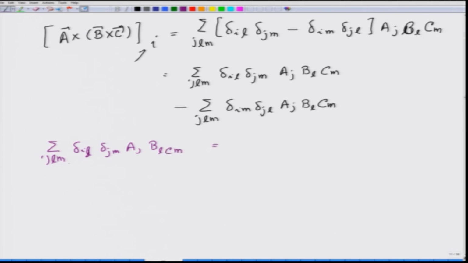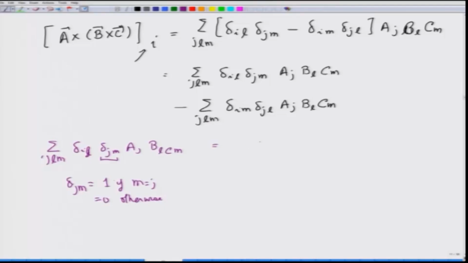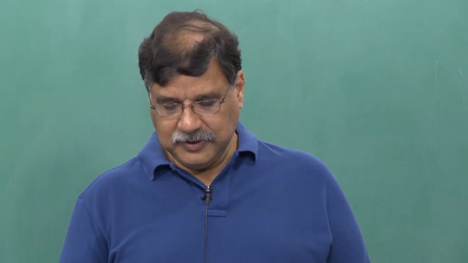When I sum over j or m, let us sum over m first. Delta j m is equal to 1 if m equals j and 0 otherwise. So what this delta is doing is forcing m to be equal to j. So this is going to be equal to summation j l delta i l, and when I sum over m, it makes m equal to j. So it is going to be A j B l C j. If m is not equal to j, this term gives me 0.